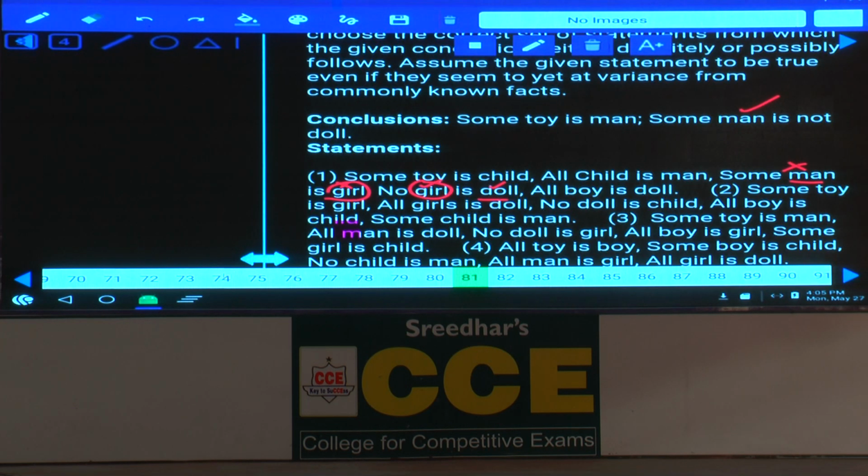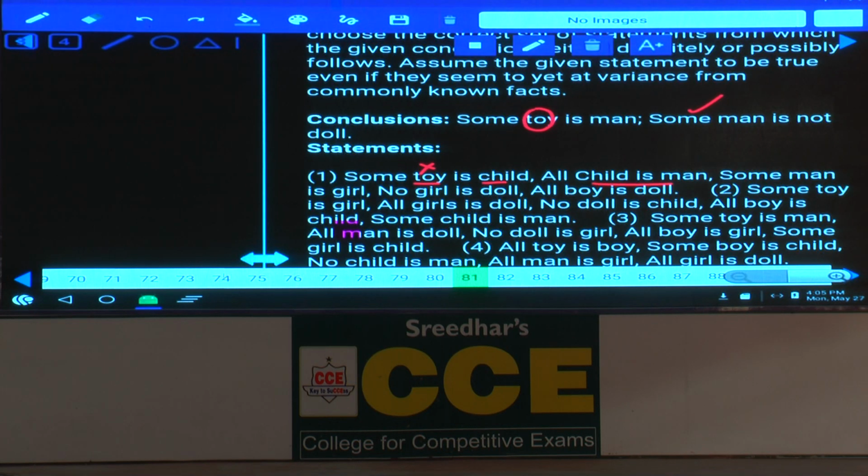Hence the second conclusion we can derive with the help of the third and the fourth statements. Then coming to the first conclusion, some toy is man. Toy, child is there. Now toy should be present as it is. Now child should go and man should come. Statement between child and man: all child is man. Hence we can combine these.